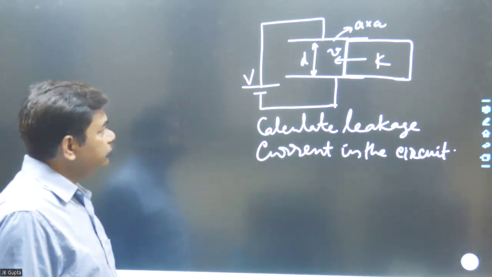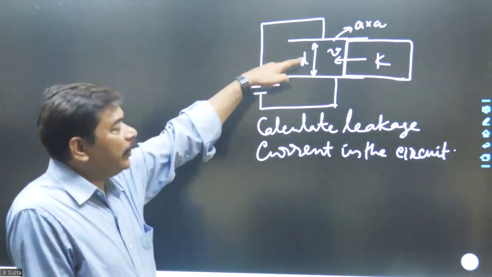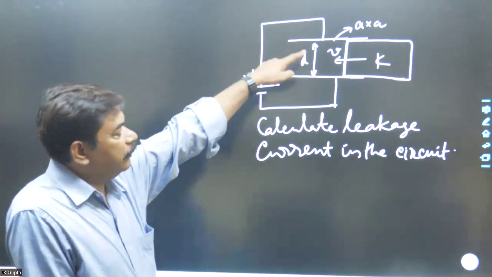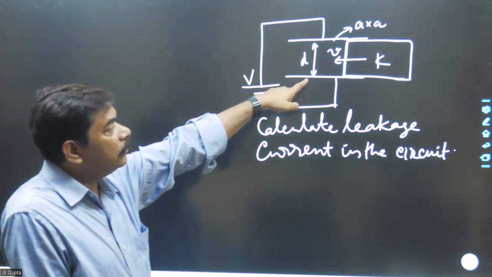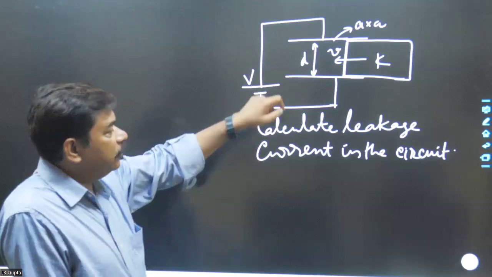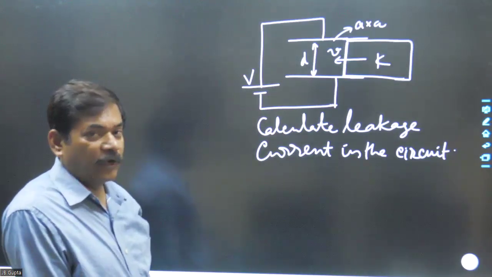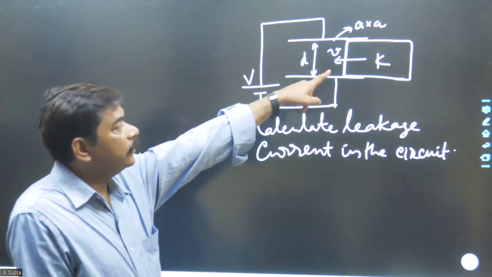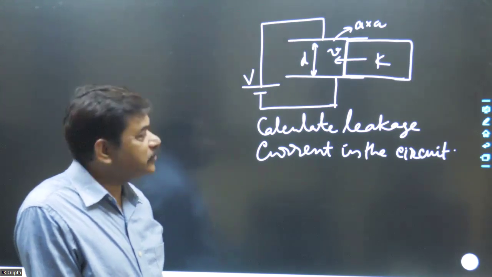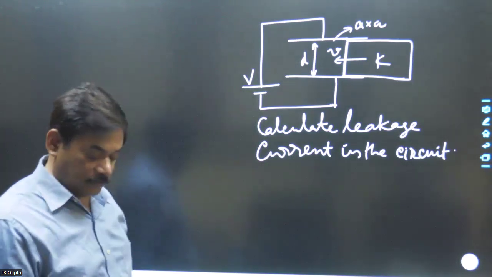The question is that there is a capacitor having square plates of side A into A, and there is a dielectric of constant K. Separation between the plates is D. It is connected to a battery of voltage V. Now the dielectric is being carried inside the capacitor with a velocity v. You have to calculate the leakage current in the circuit.